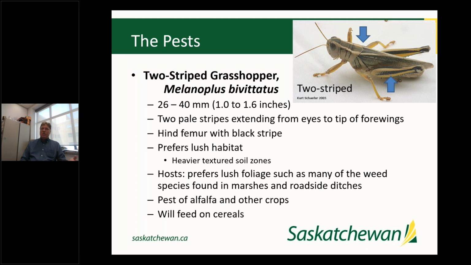When you see these ones in large numbers in a mixed alfalfa brome hay, oftentimes you'll see the brome is completely untouched and the alfalfa is completely wiped out. So they are exhibiting host preferences in those situations. They will, however, feed on cereals if that's what they have.